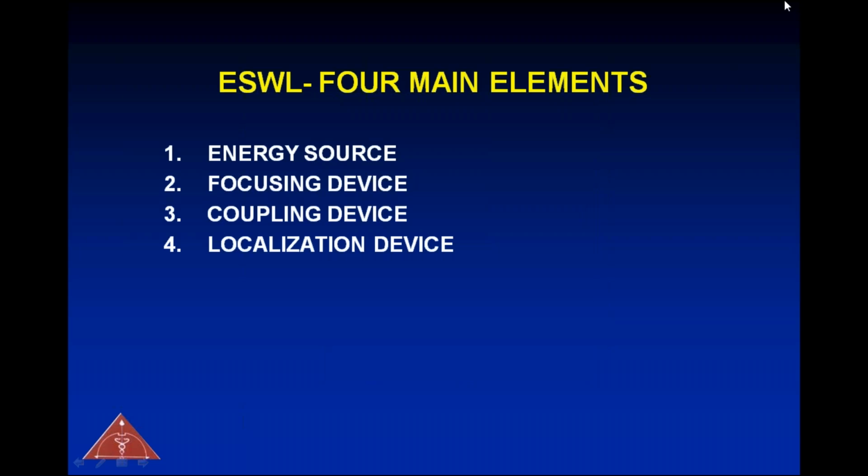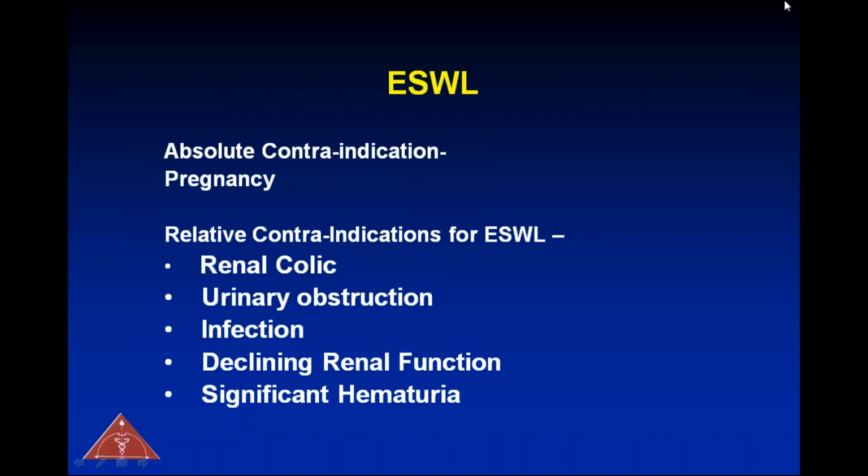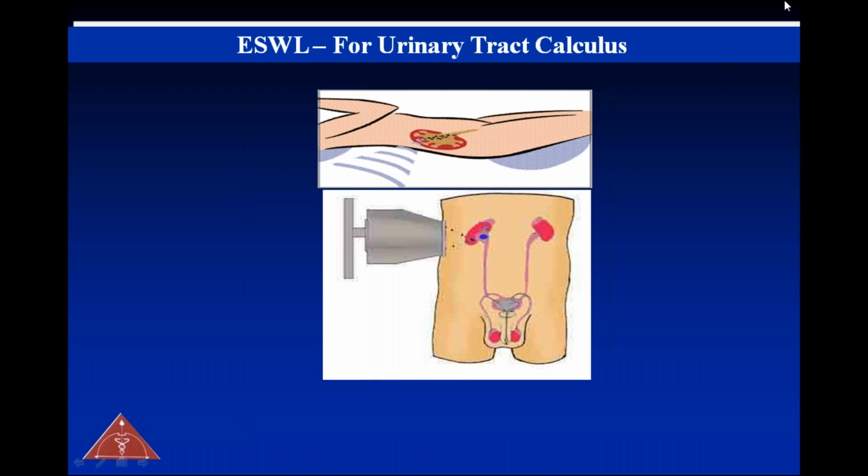So this is called the energy source. All this is given in Bailey and Love. Just focusing device, coupling device, localization. So all of these, the extracorporeal shockwave lithotripsy. The shock waves are given by the lithotripter. Then fragmentation of the stone occurs. Then the fragments will pass through the ureter into the bladder and then down through the urethra.